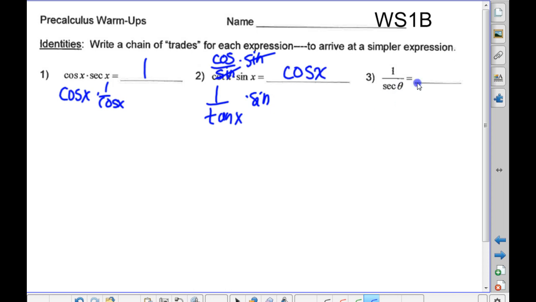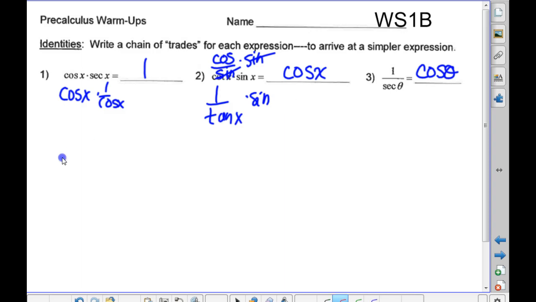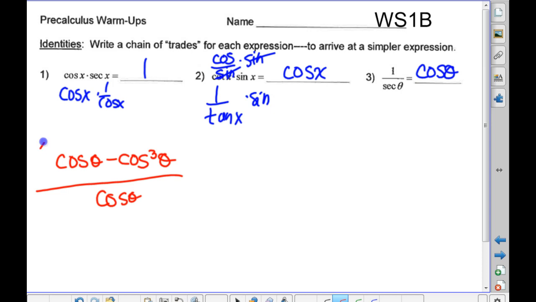Number 3, did you have to do a lot of thinking about this one? What's the reciprocal of secant? Oh, all I do is reciprocal. All right. And I forgot. I don't have number 4 on here. Can someone read number 4 for me? All right. I don't know why I'm missing that one, but any ideas?